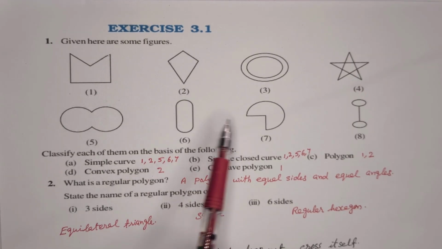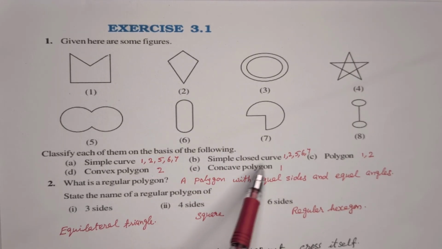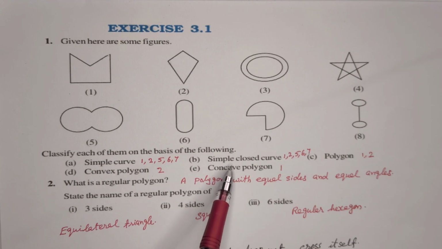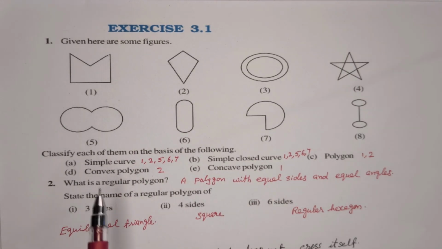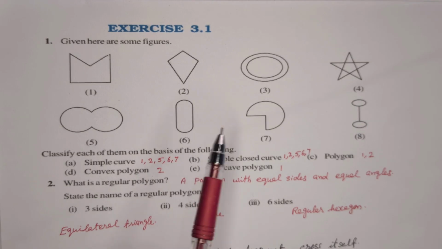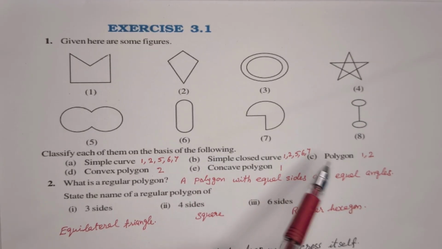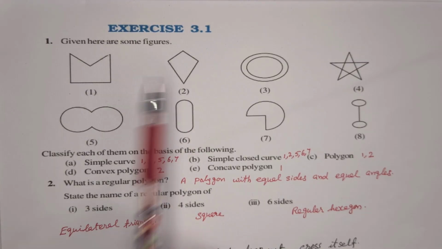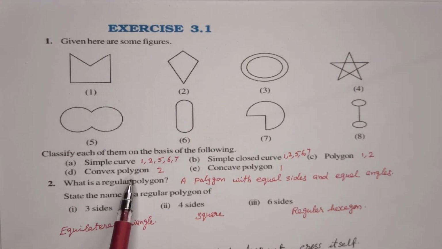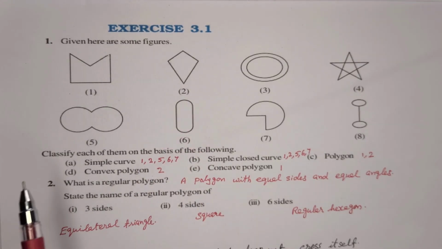These are already closed, so we can include them in the second part, simple closed curves: 1, 2, 5, 6, 7. Then polygon. A polygon means a closed curve made up only of line segments. Here 1 and 2. Convex polygon: 2.